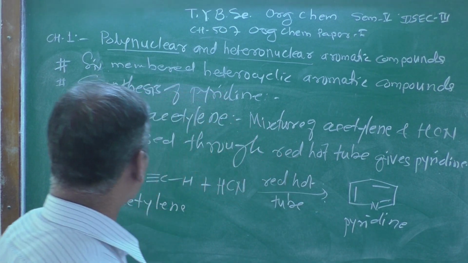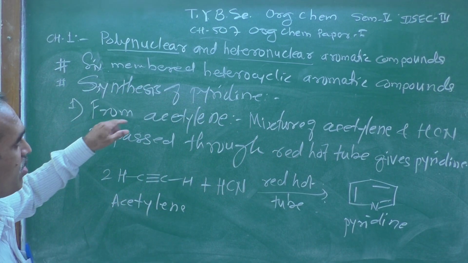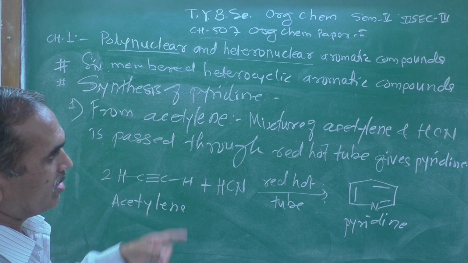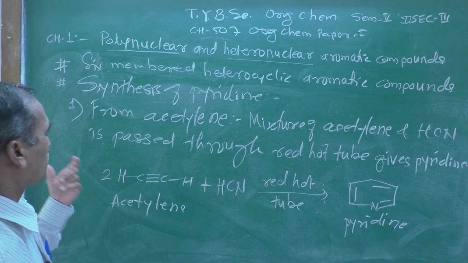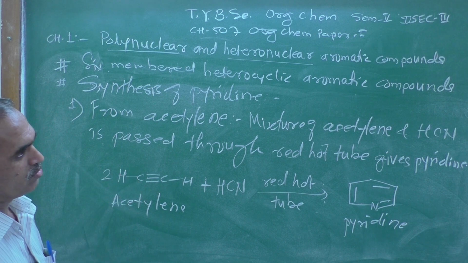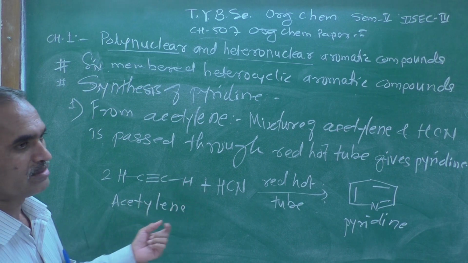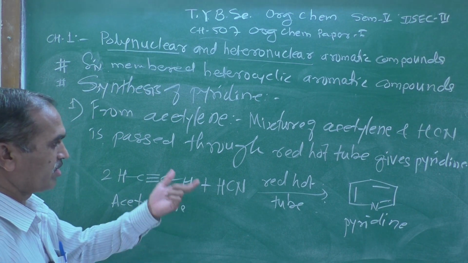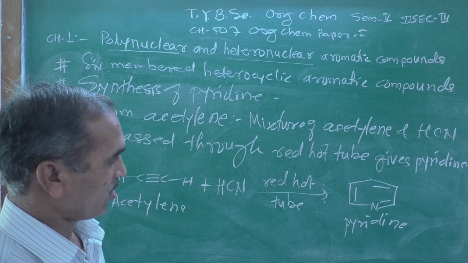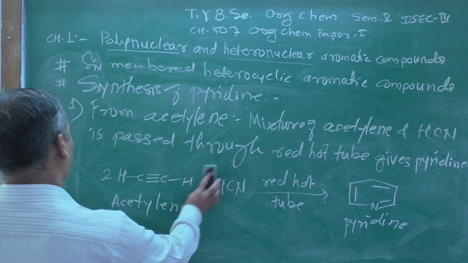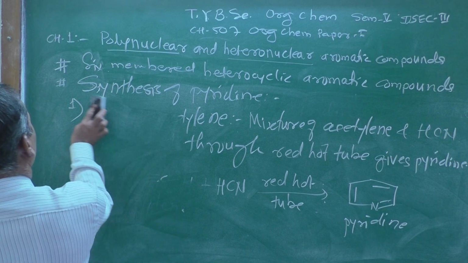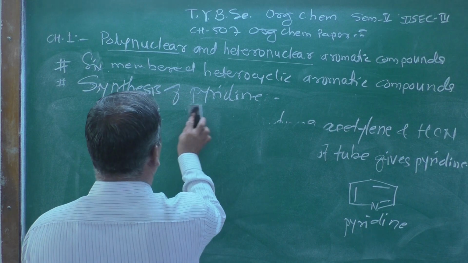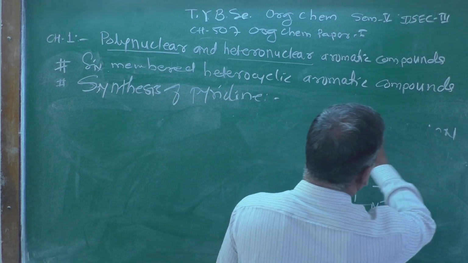The first one is already written over here, from acetylene. Acetylene is the starting material. A mixture of acetylene and hydrogen cyanide is passed through a red hot tube, which gives pyridine. Look at the representation of that reaction, how it can be carried out and how we get the product, which is represented over here. Now let's move on to the next one.